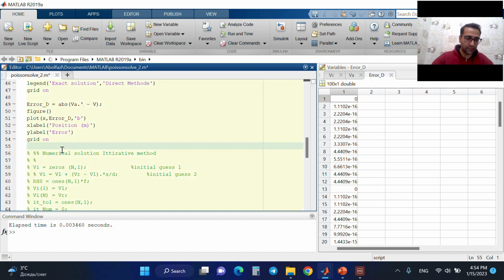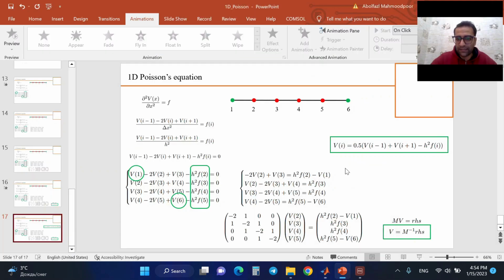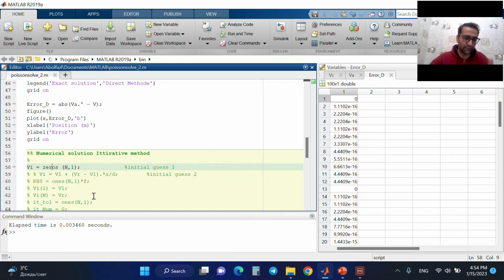iterative technique. Control T. Numerical solution using iterative method. Okay, let's again allocate a memory to the V. I just define this V here. This V with VI, and I here represents the iterative technique. VI means that we have the solution of V using iterative technique. Therefore, again, the V should be zeros and 1. Dimension should be 6 by 1.